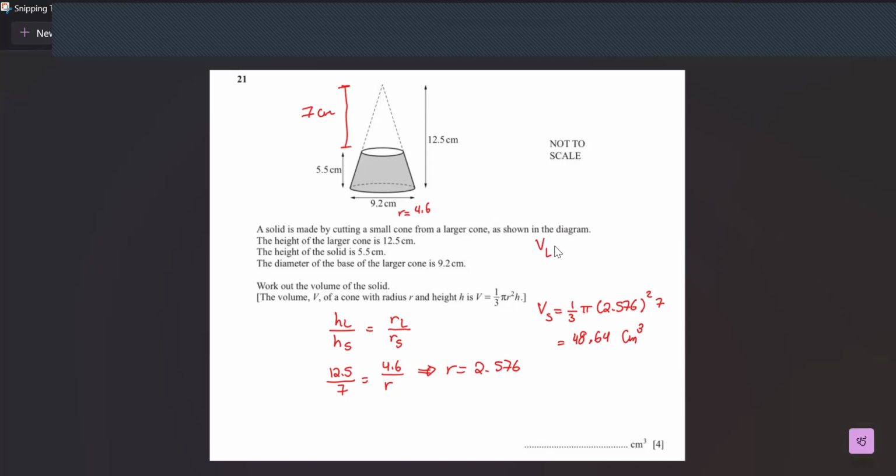Get the volume of the larger cone, 1 over 3 pi, and then use the radius of the larger cone, 4.6, multiplied by the height of the larger cone, which is 12.5. I will do the same. So pi, 1 over 3, multiply this. Okay, it will be what?